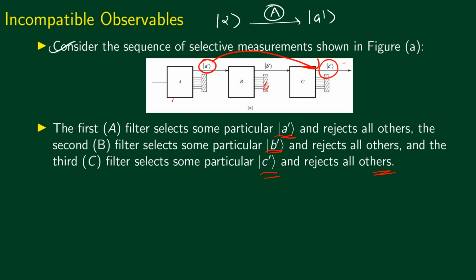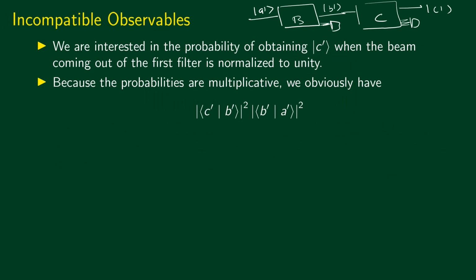We are interested in the probability of obtaining ket C prime when the beam coming out of the first filter is normalized to unity. So let's say that this beam is characterized by a unit ket. Let's say that ket A prime is a unit ket. In other words, we have bra A prime, ket A prime, the bracket of A prime with itself, equal to 1. Then we say that it's normalized to unity. So given that this is a normalized ket, what's the probability that I will end up in a state ket C prime?